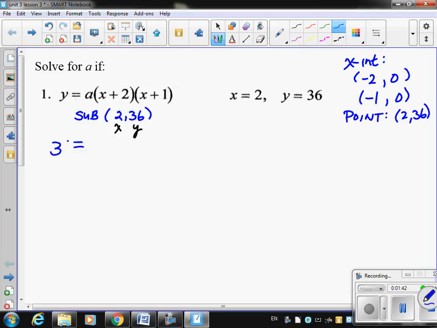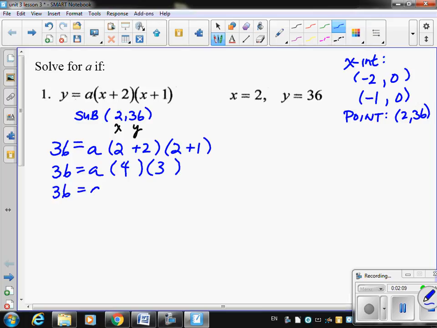So 36 goes where y is. I don't know A, trying to find it. X is 2, 2 plus 2, and 2 plus 1. So I put everything in where it belongs, and now I just have to tidy up. 36 equals A times, this bracket gives me 4, and the next bracket gives me 3. 36 equals A times, well, I'm going to multiply those two to get 12.